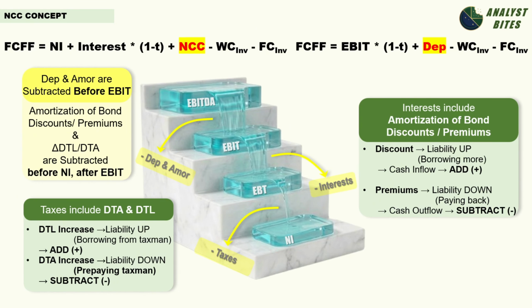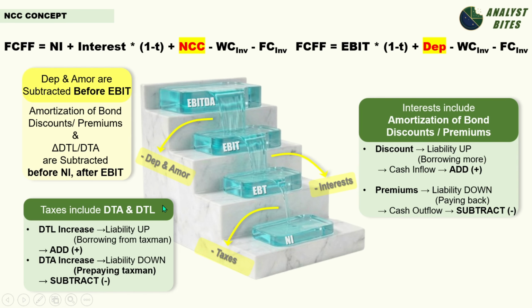Now with these two hidden items cleared up, the FCFF formulas make perfect sense. Why do we only add back depreciation and amortization when starting from EBIT? Because EBIT is upstream. It never deducted those two items in the first place. But starting from net income, at the very bottom of the waterfall, all non-cash charges have been taken out. So you must add back the full NCC.